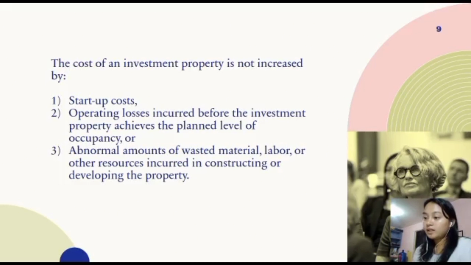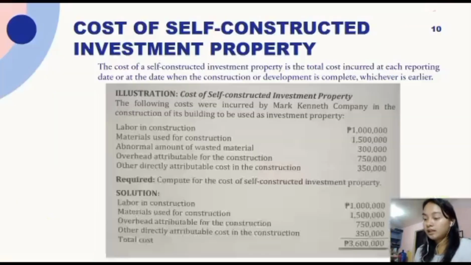The following costs are incurred by Mark Kenneth Company in the construction of its building to be used as investment property. The labor in construction, 1 million. Material used for construction, 1,500,000. Abnormal amount of wasted material, 300,000. Overhead attributed for the construction, 750,000, and other directly attributed costs in construction, that is 350,000. So the requirement for this problem is to compute for the cost of self-constructed investment property.